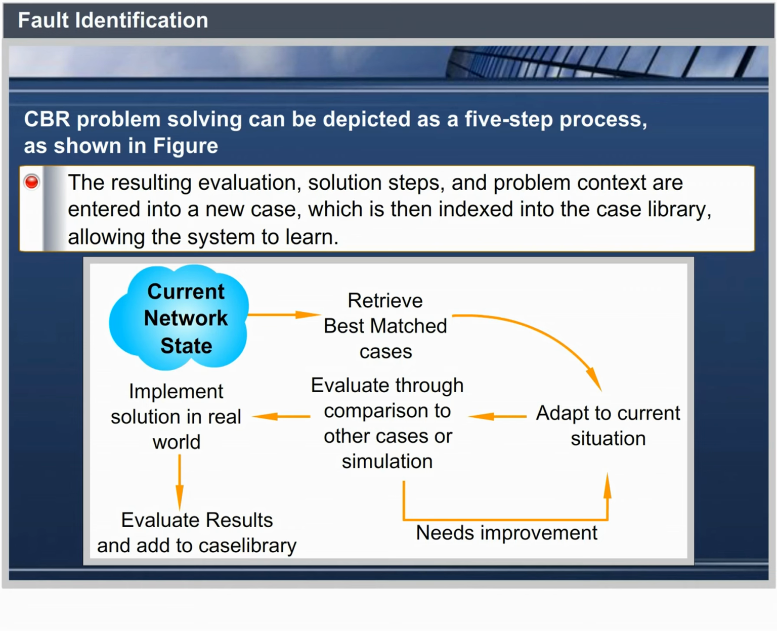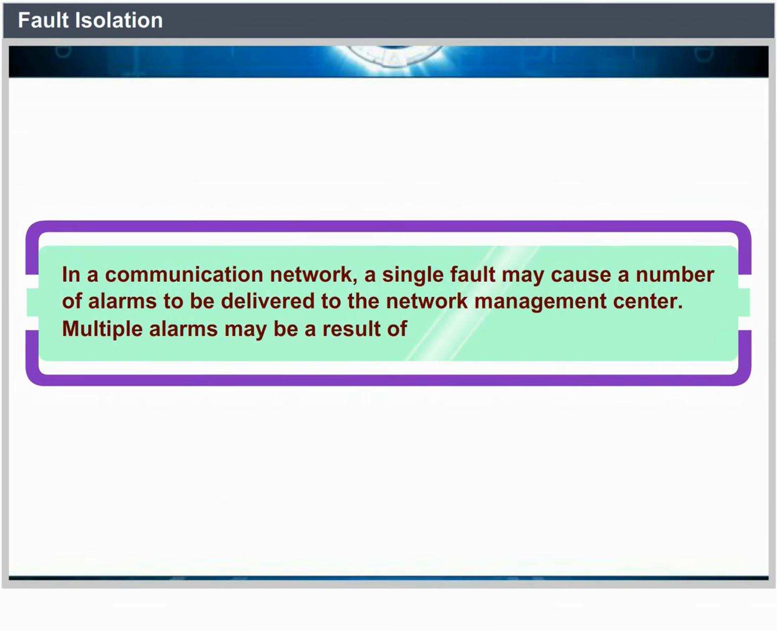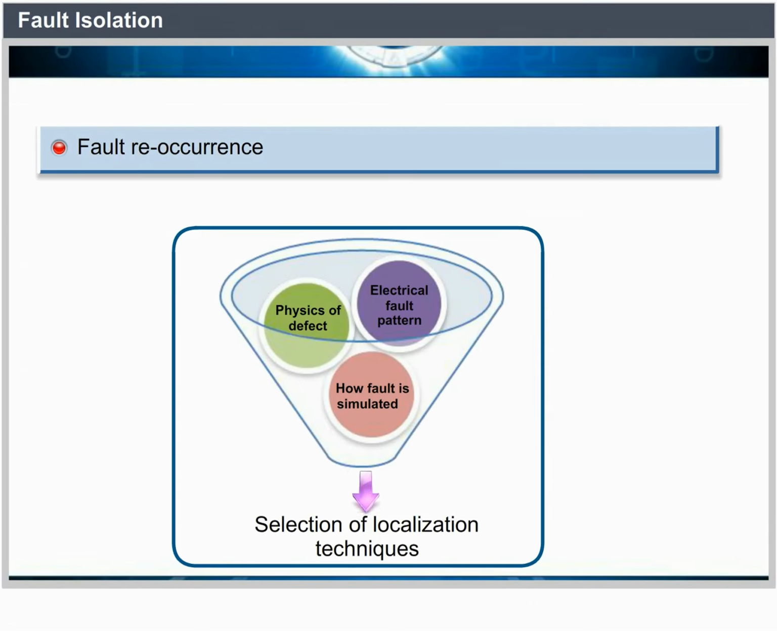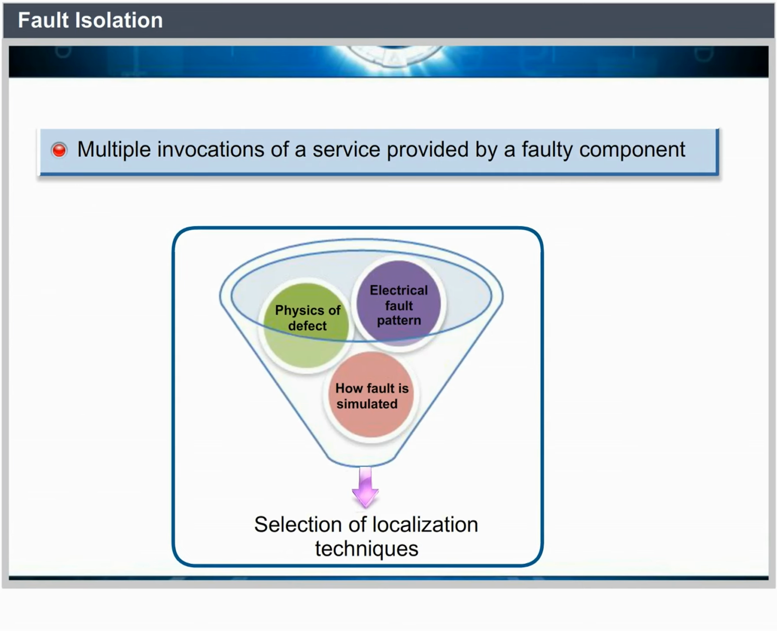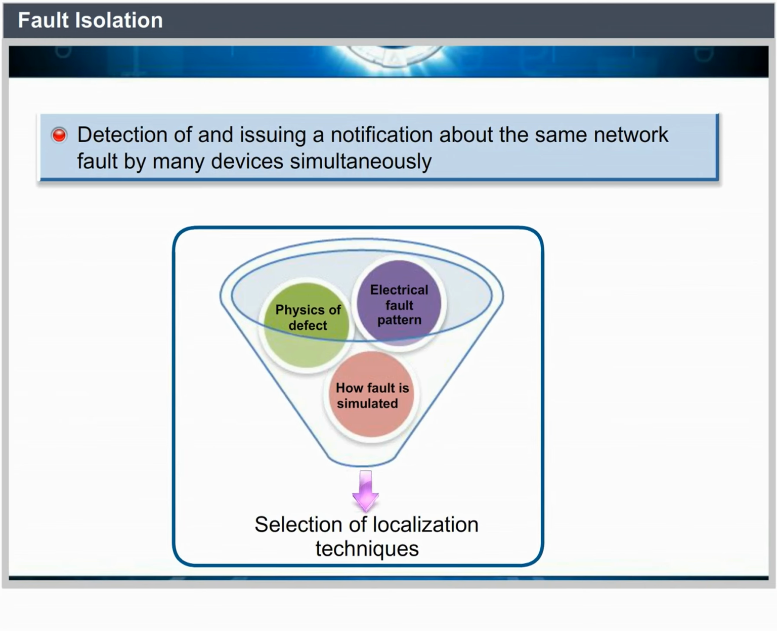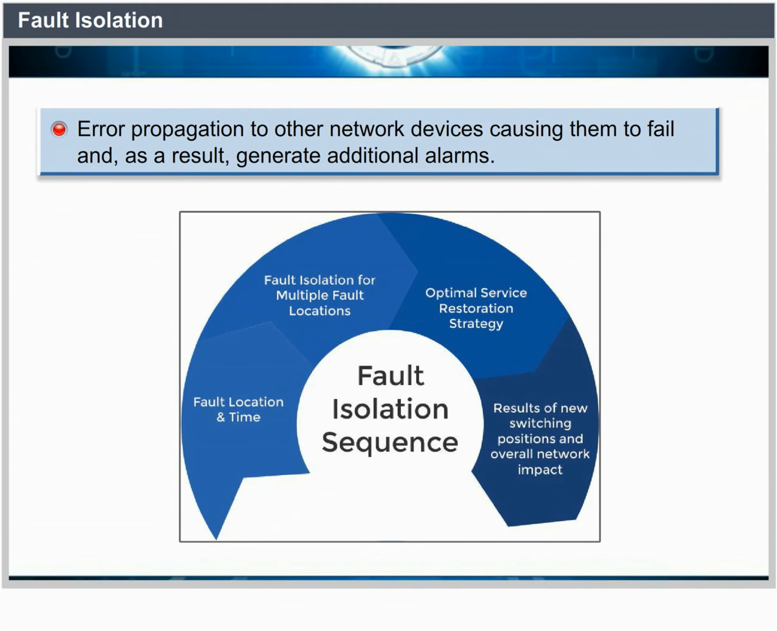Fault isolation. In a communication network, a single fault may cause a number of alarms to be delivered to the network management center. Multiple alarms may be a result of fault reoccurrence, multiple invocations of a service provided by a faulty component, generating multiple alarms by a device for a single fault, detection of and issuing a notification about the same network fault by many devices simultaneously, error propagation to other network devices causing them to fail, as a result generating additional alarms.